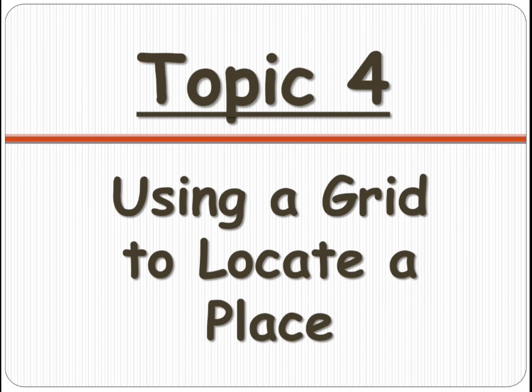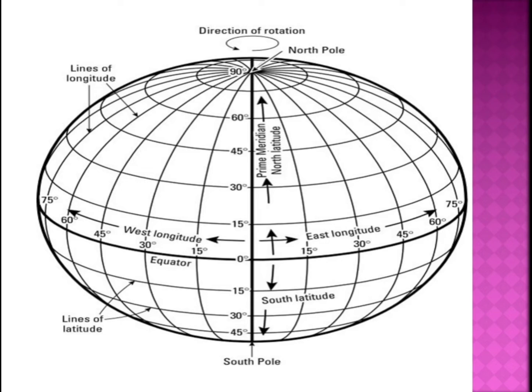Okay, to locate a place, we use a grid. And what do you mean by grid? Grid is nothing but the place on the earth where the lines of longitude and the lines of latitude meet. Okay, so this is the latitude, isn't it, children? This is the longitude. So this point is 15 degrees longitude and 30 degrees latitude.